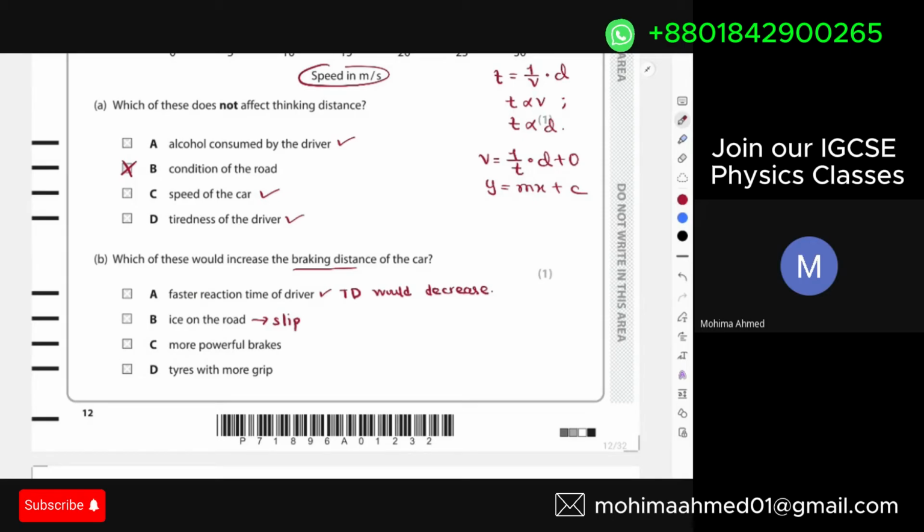If a car is skidding or sliding, I cannot prevent it from doing that. So obviously skidding and sliding will eventually increase your braking distance. So option B is your correct answer.